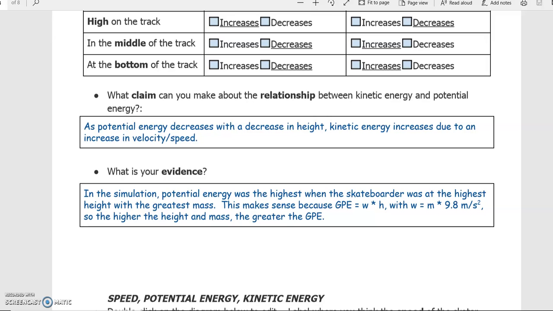So we remember that gravitational potential energy equals weight times height, or we can say mass times gravity times height. So the higher the height and the higher the mass, the greater the gravitational potential energy will be. This also means that the greater the kinetic energy will be as the skater moves down the track.